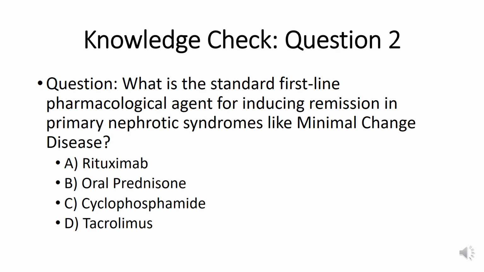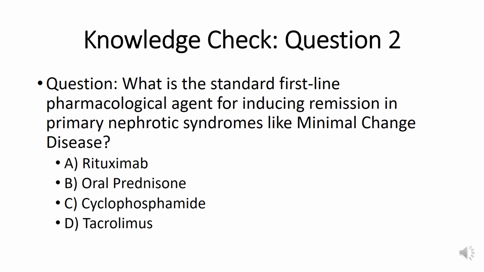Cyclophosphamide is a potent immunosuppressive agent. It may be used in difficult or recurrent cases, but its potential toxicities limit routine first-line use. Tacrolimus, a calcineurin inhibitor, can also induce remission in certain nephrotic syndromes. However, it is typically reserved for patients who cannot tolerate corticosteroids or who fail to respond adequately to initial therapy.